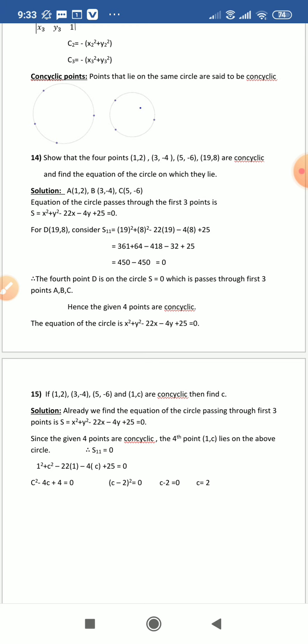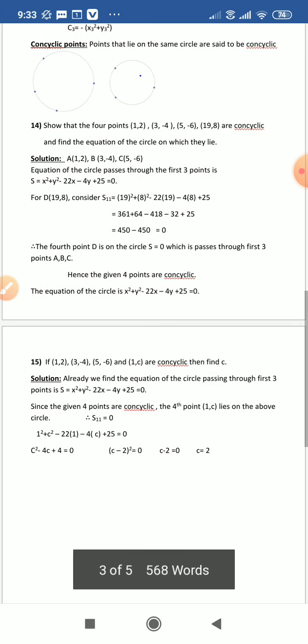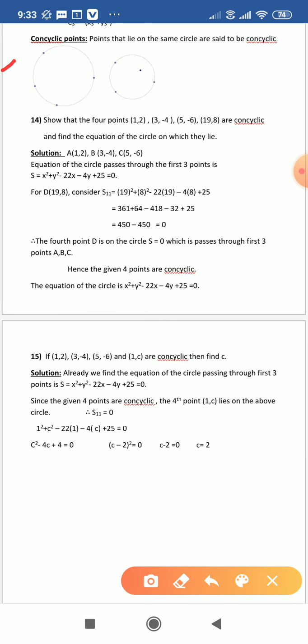That means, observe the first example. Here the 4 points lie on the same circle, so these 4 points are called concyclic. In the second example, the 4 points do not lie on the circle. 3 points lie on the circle, but the fourth point is not on the circle. So we cannot say these 4 points are concyclic. Okay. By using this concept, we find a very important problem.